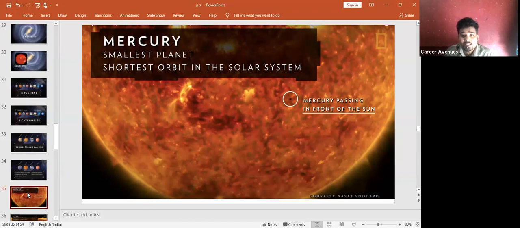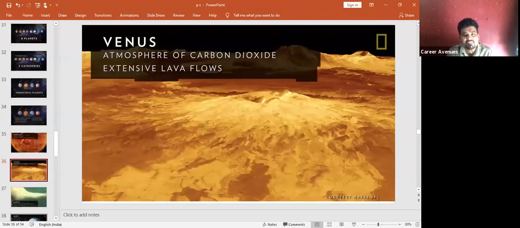CO2 is very high in amount over there, and we have sulfuric acids over there. These are heat trapping gases. They increase the temperature of planets. So we'll discuss it. Here we have Venus. The atmospheric carbon dioxide on Venus is around 95%.